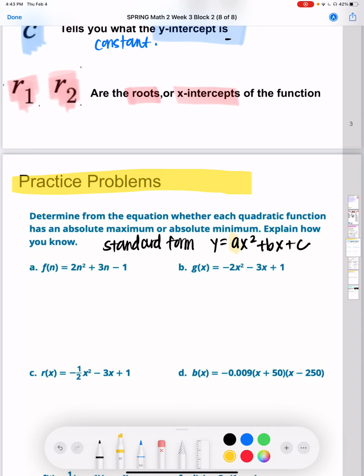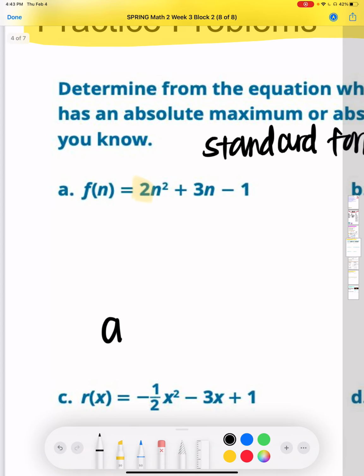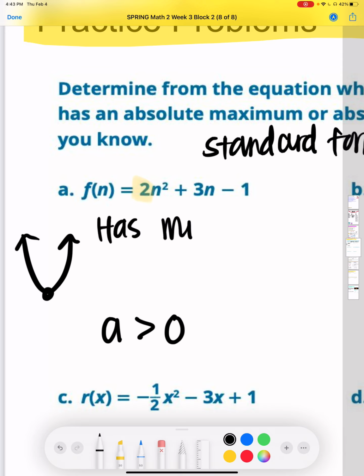All right, so for each of these, we're going to look for that leading coefficient. We're looking for that a value. For part A, I could see my a value is 2, and I'm really just looking at the sign of it. So I know that my a value is greater than 0. It's positive. Because my a value is positive, my parabola is going to be concave up, which means I have a minimum. So this one has a minimum because our a value is greater than 0. And it's as easy as that.